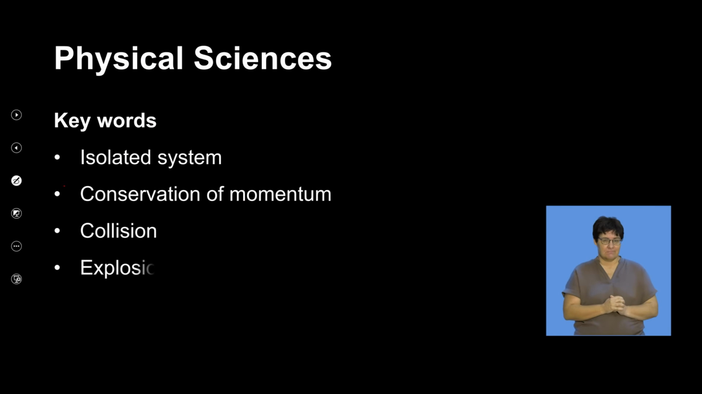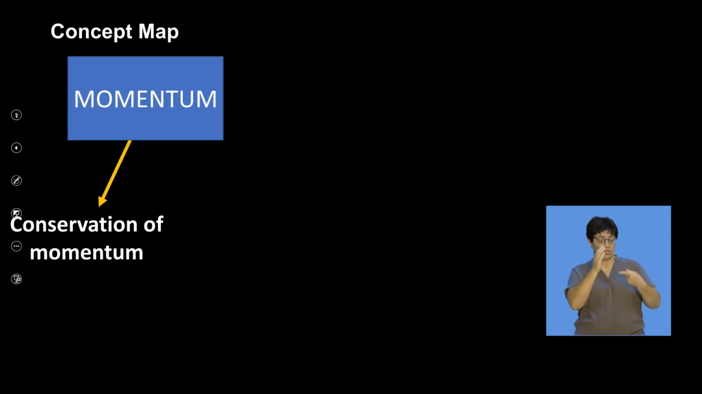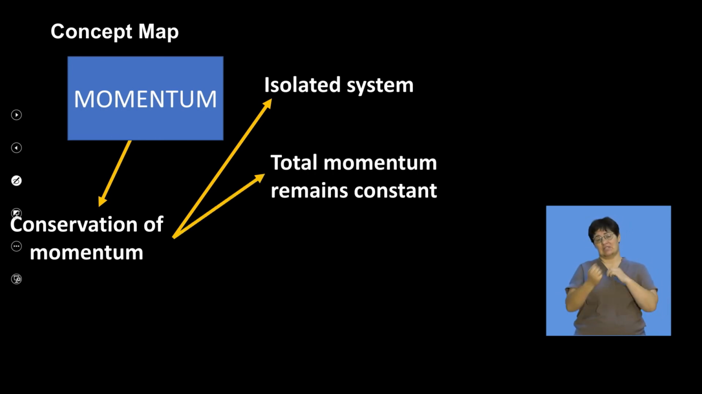Now, let's look at conservation of momentum. First of all, we need to define what an isolated system is, because it only happens in an isolated system. We then need to talk about what we mean when total momentum remains constant.